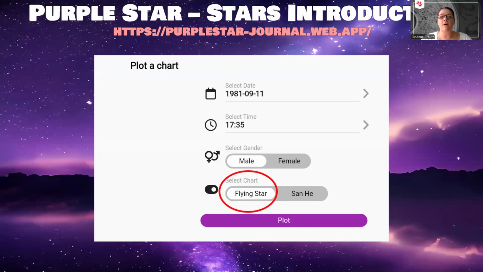Also, in Purple Star Astrology, the charts that are plotted are based on the lunar calendar, but this particular plotter that I'm giving you here converts your birth time into the lunar calendar date. So you don't need to convert it yourself. So just put your regular date and time of birth, and it will convert it into the lunar time natal chart. And what's important is here to plot the flying stars chart, not the Sanhe chart, right? So what's highlighted here, circled in red, that's what you need to click to plot your chart.